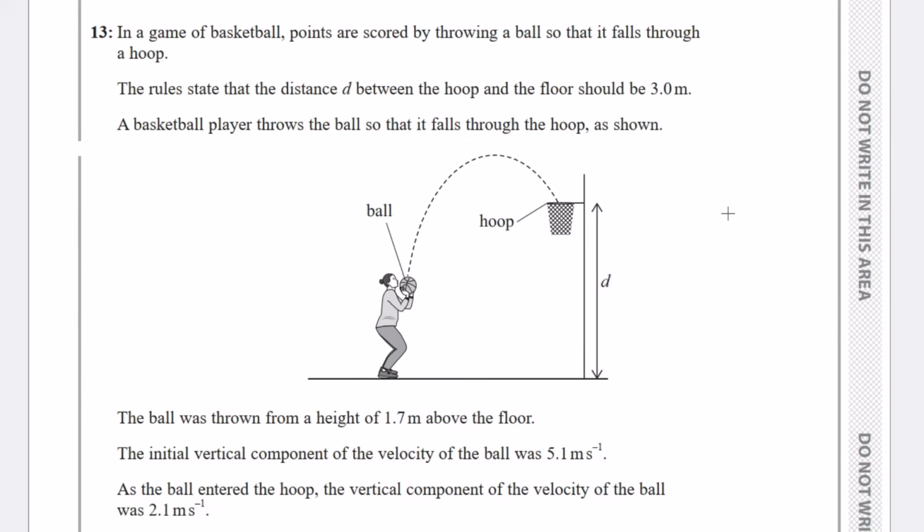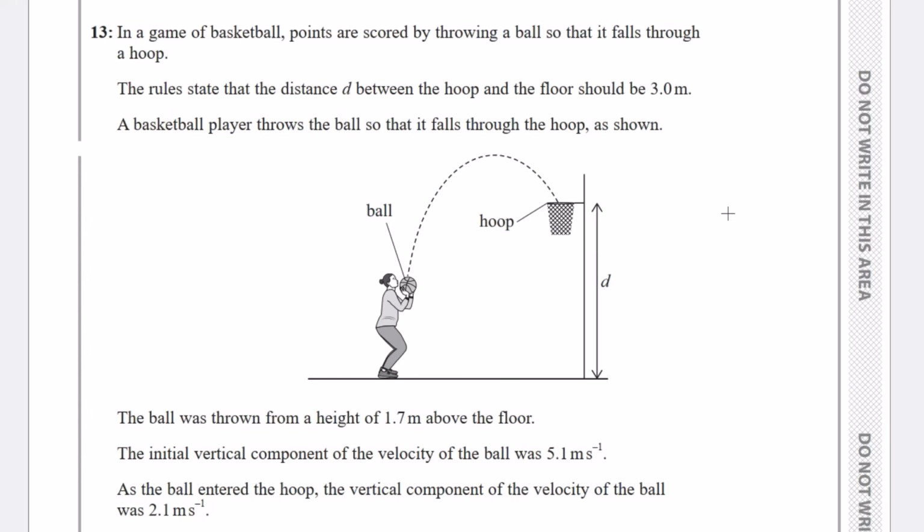For 13, the question says in a game of basketball, points are scored by throwing a ball so that it falls through a hoop. Fine. The rules state that the distance d between the hoop and the floor should be 3 meters. A basketball player throws the ball so that it falls through the hoop as shown. The ball was thrown from a height of 1.7 meter above the floor. The initial vertical component of the velocity of the ball was 5.1.